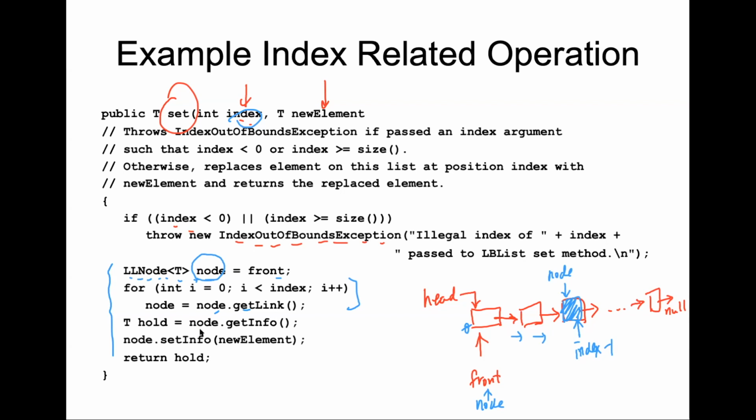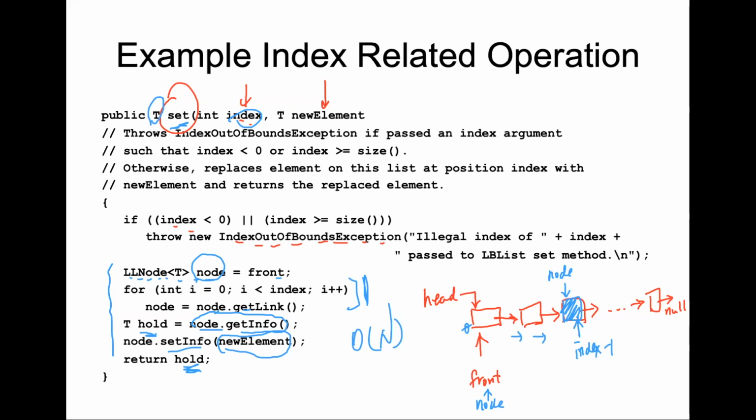Then we get the information out of the node that we're removing into hold, and this hold is to be returned. Remember, set returns the information for the node to be removed. Once we have the information of the removed node, we then set the new information to that of the new element. This completes the set operation. And given this loop, we're dealing with O of n. Let's study iterations next.